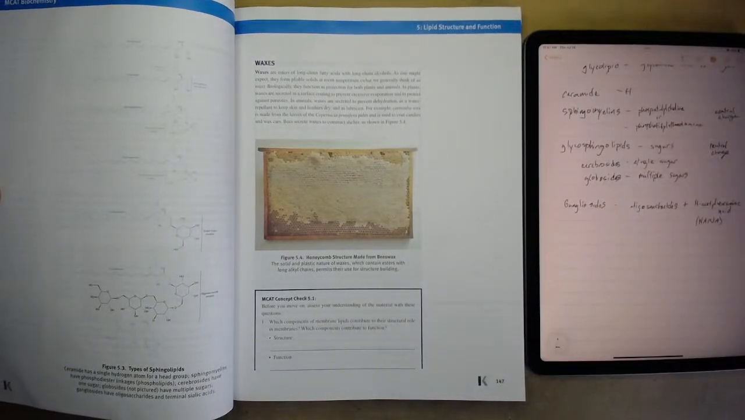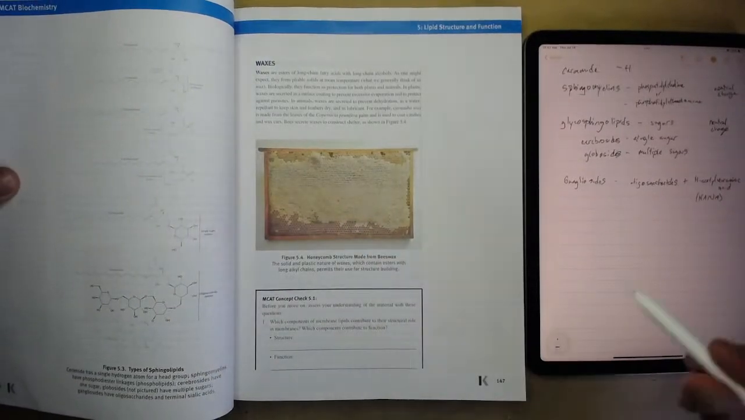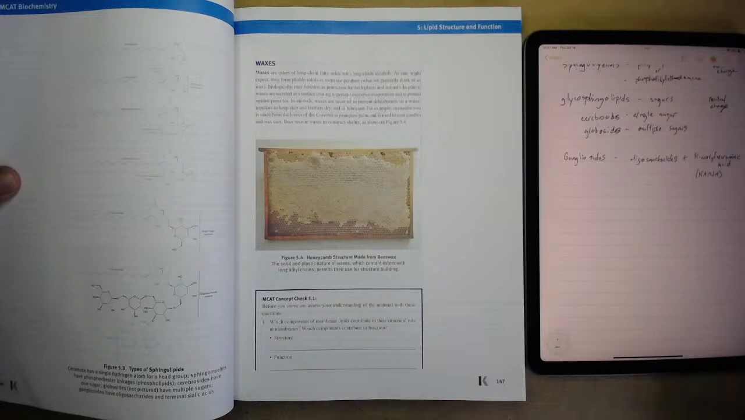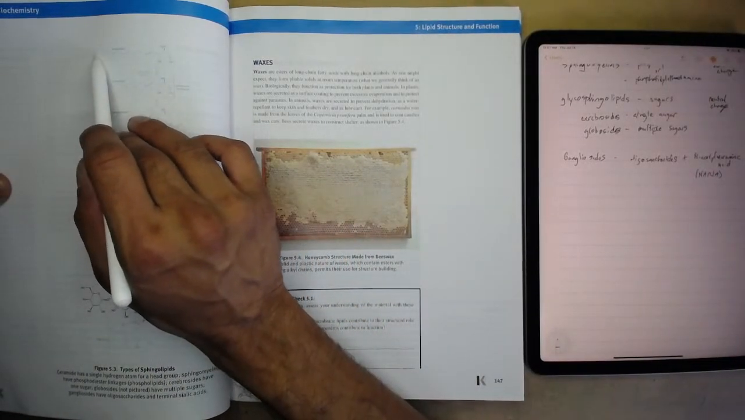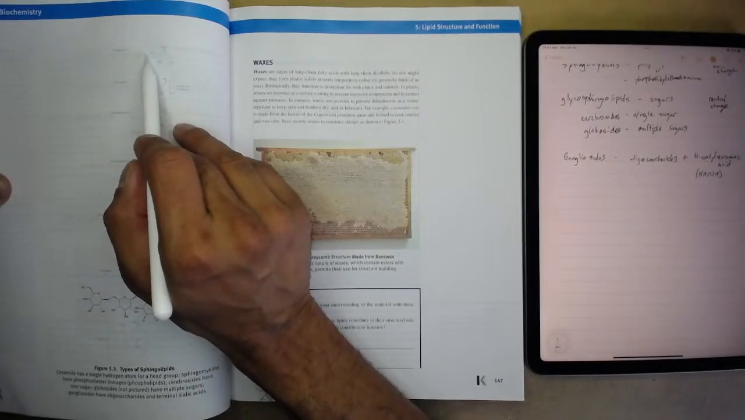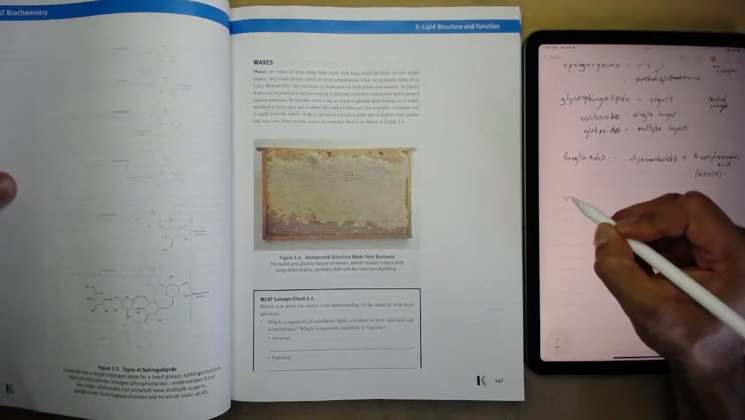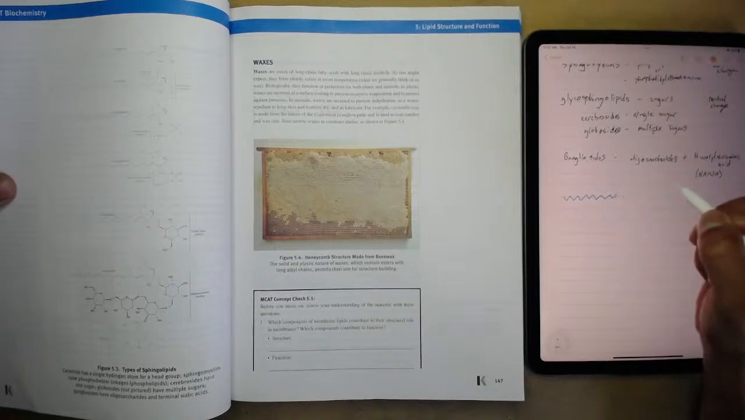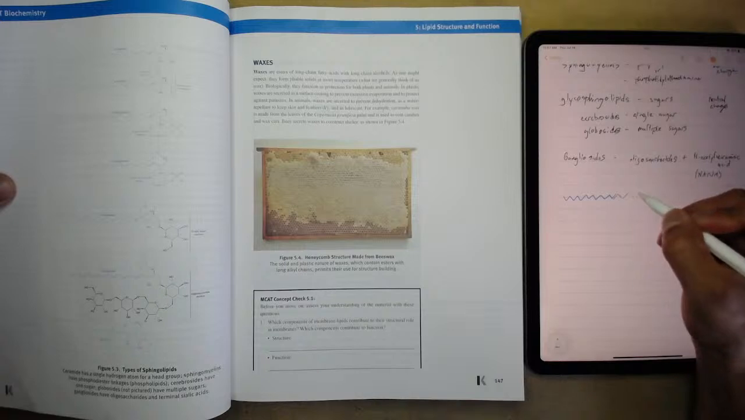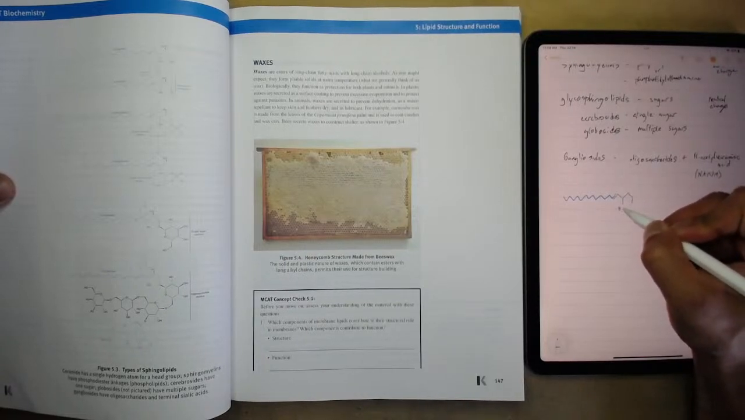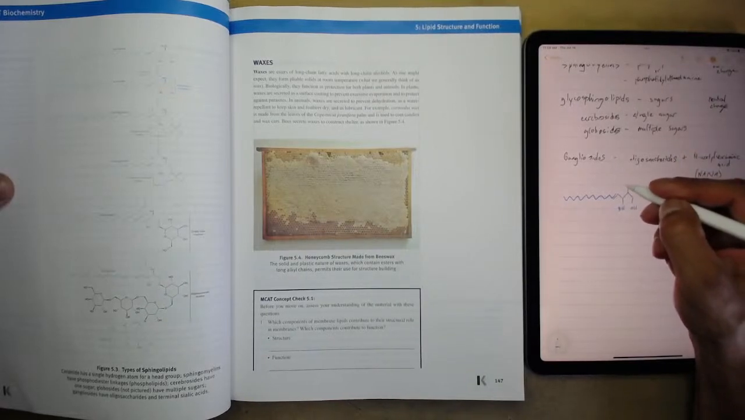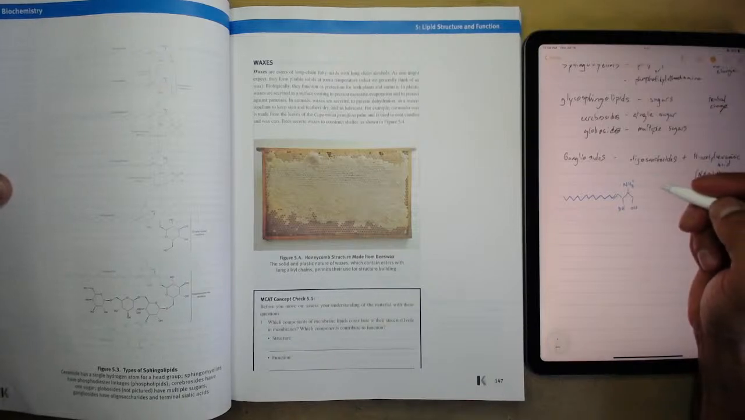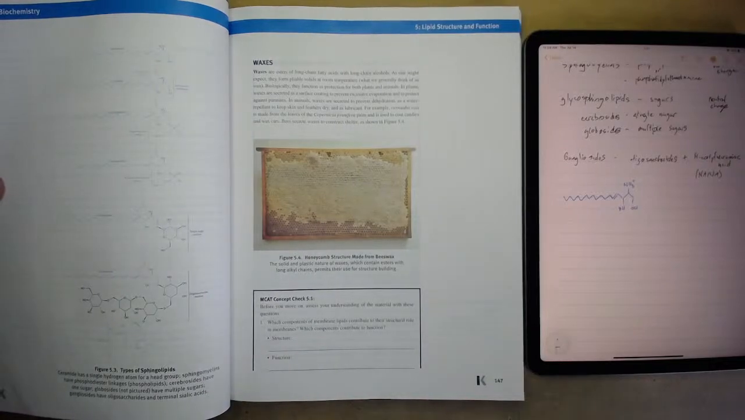Should I draw one of these? You can see the pattern, so I'm going to draw the basic sphingosine backbone. Let's see how many carbons there are. 1, 2, 3, 4, 5, 6, 7, 8, 9, 10, 11, 12, 13. And then a double bond, then a single bond, and then a single bond, and then a single bond, and then OHs, NH3 plus. That looks pretty good. There's sphingosine.